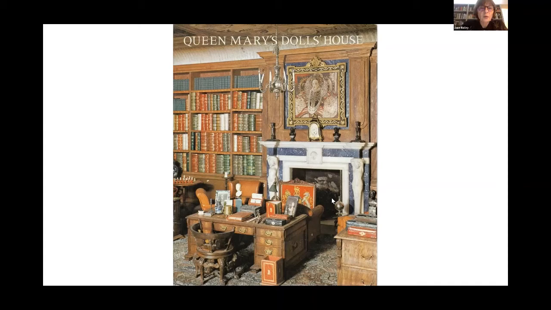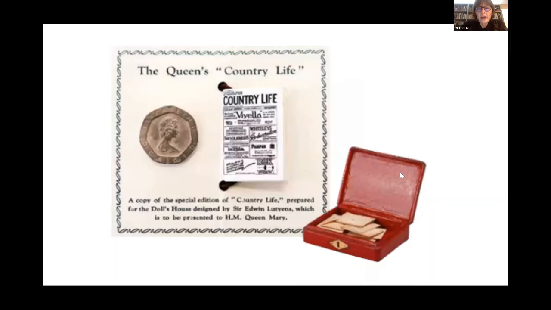And these are examples of those miniature books, all bound beautifully in leather. And here again, we've got a miniature red dispatch box, the king's boxes, which he read every night. And we've also got a miniature Country Life, which you can get the scale from seeing the 20p piece beside it, a tiny published edition of Country Life, the smallest edition.